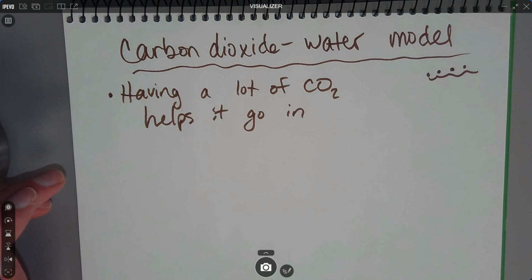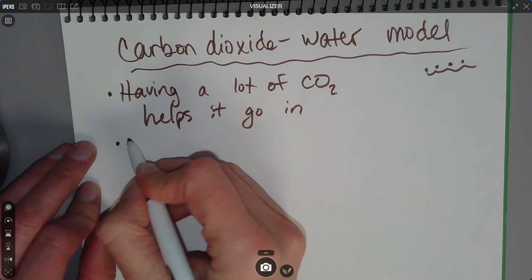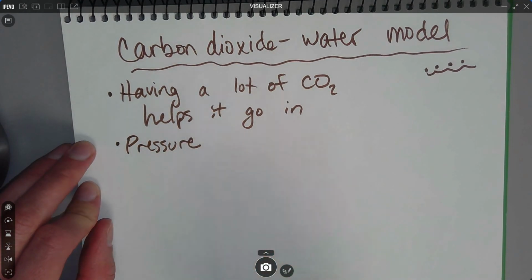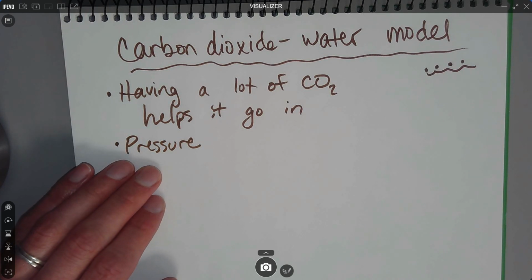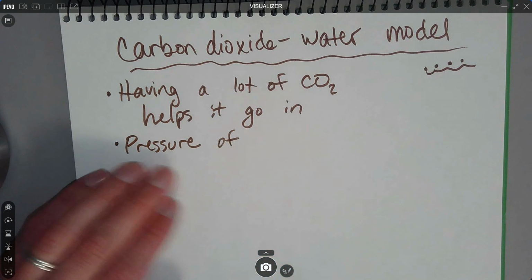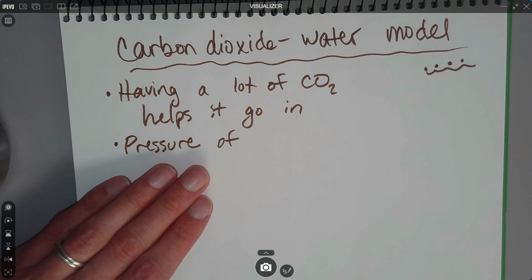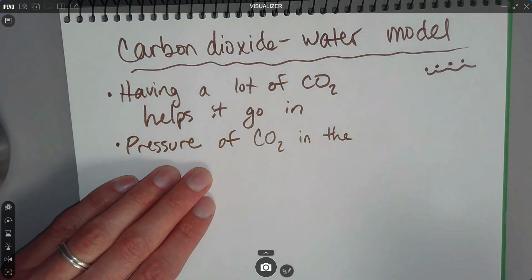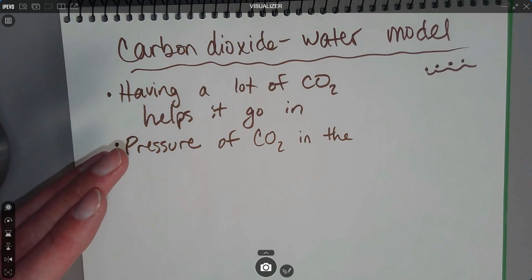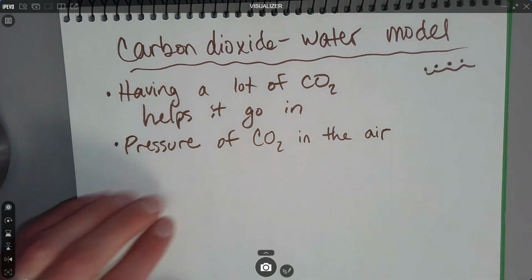Have we talked a lot this year about particles moving? Yes. So what's something that could be actually causing it to go in? Pressure. And by pressure, you mean what kind of pressure? Where in this class did we measure pressure? We measured pressure of what? Gases. So in this situation, it would be gases. Like what gases are we talking about? Carbon dioxide. CO2 in the container. Well, but in the real world, we would call that in the air. There you go. I knew you could come up with that.